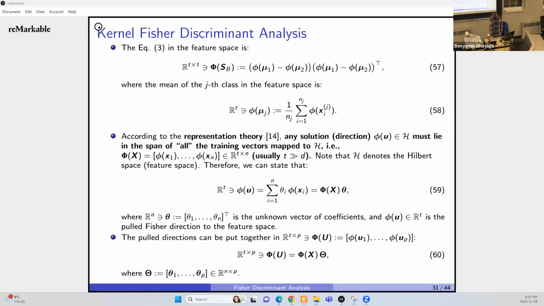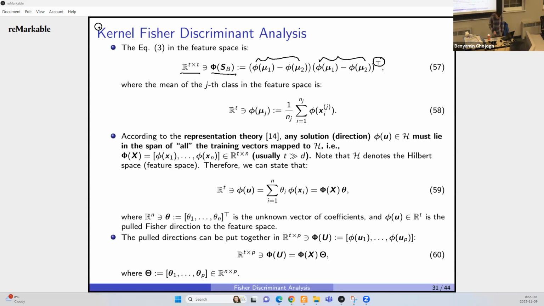So equation 3 in features. Do you remember equation 3? It was the S_B between two classes. It was (mu1 minus mu2)(mu1 minus mu2) transpose. But now we've pulled them to the feature space, to the reproducing kernel Hilbert space. For more information on Hilbert space, look at the lecture of kernel SVM. So (phi(mu1) minus phi(mu2))(phi(mu1) minus phi(mu2)) transpose gives us phi S_B, which is T by T, where I assume that the Hilbert space is T-dimensional and T might be infinite.